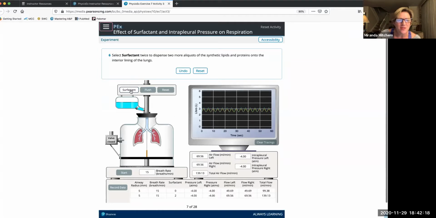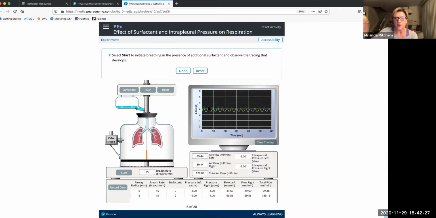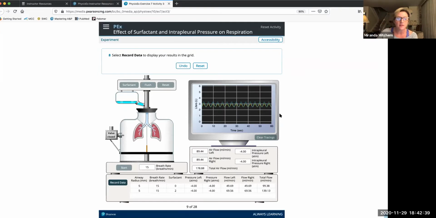Okay, so now we're going to hit surfactant twice. Hit start. Look, so now our line is getting even higher. Notice again, our lower end of the tidal volume is exactly the same, but we are increasing the overall waveform by adding more surfactant to the lungs. Let's record our data. Got it.